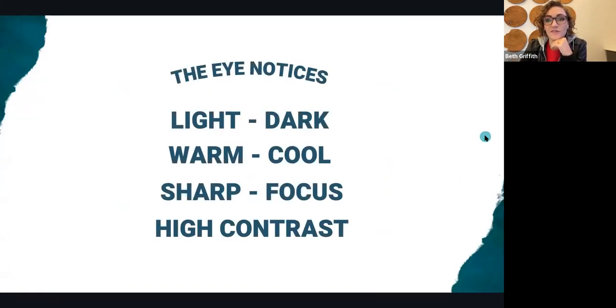The human eye notices things in graphics in this order, or in life in this order. It will notice light before dark, and then warm colors, yellows, oranges, reds, before it notices cool colors like blues and greens. Then you will notice sharp things over things that are out of focus, non-focused things, and then things that are high contrast.